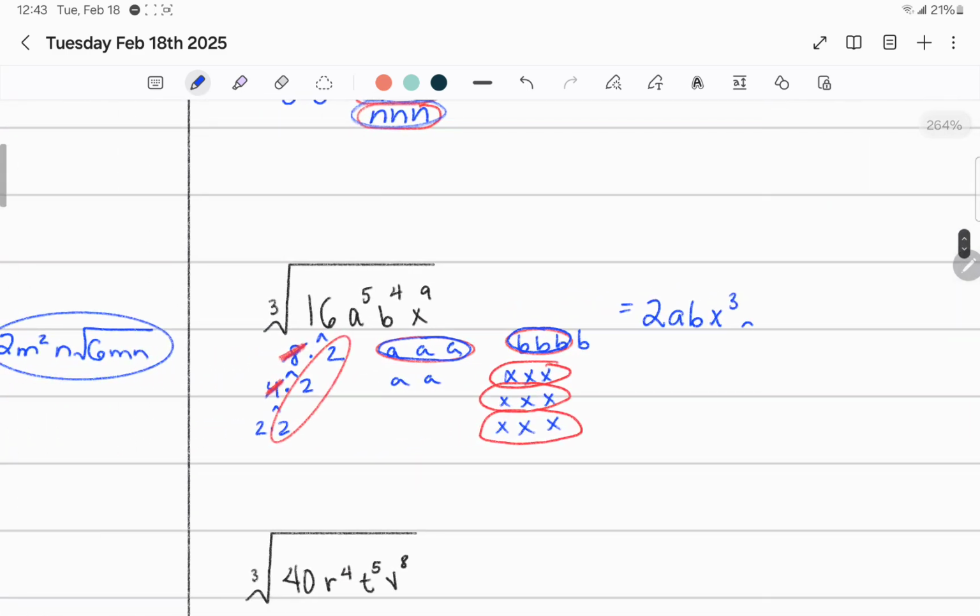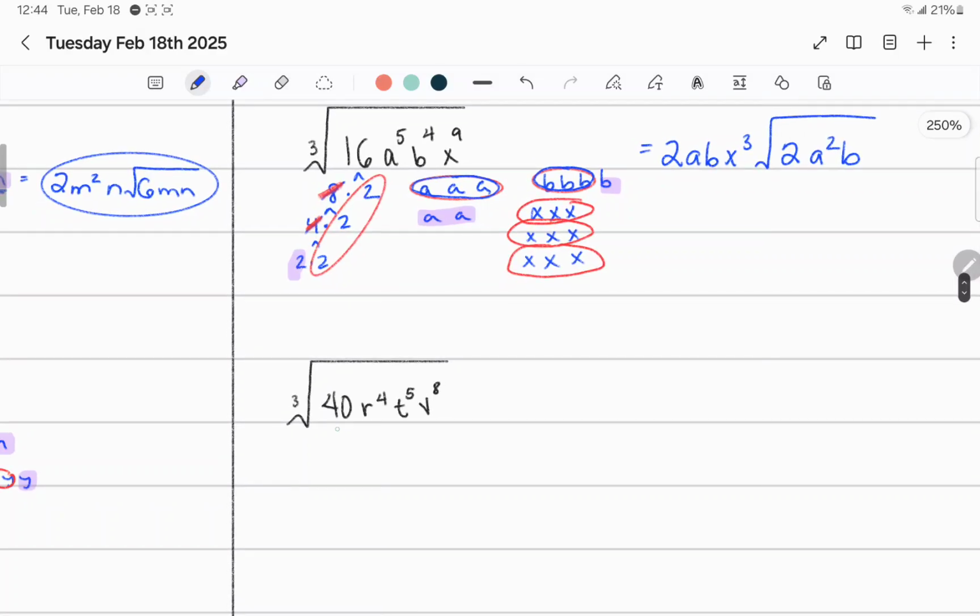Leftover, we have 2 A's and 2 B's. The 2 would need 2 more 2's to come out, which it does not have. The A was missing just one more A. And the B would need 2 more B's to come out. So we have left over 2, A to the power of 2, B to the power of 2.